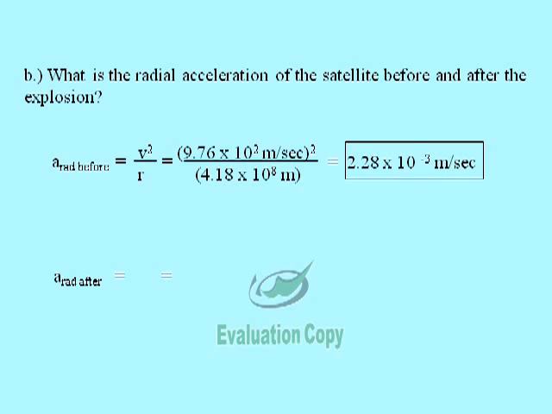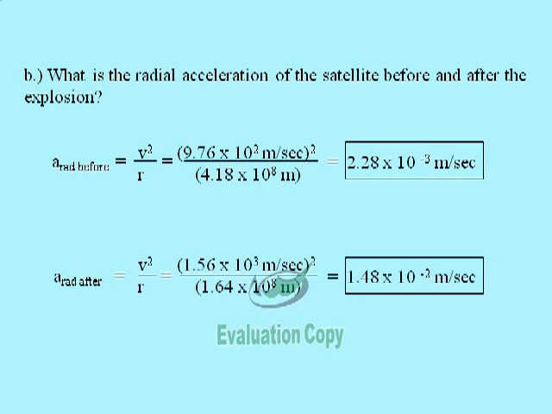For the radial acceleration after the explosion, you do the exact same thing, except you use the velocity of the satellite after the explosion and the radius after the explosion that you solved for in part A. Your answer should come out to be 1.48 times 10 to the negative 2 meters per second squared.